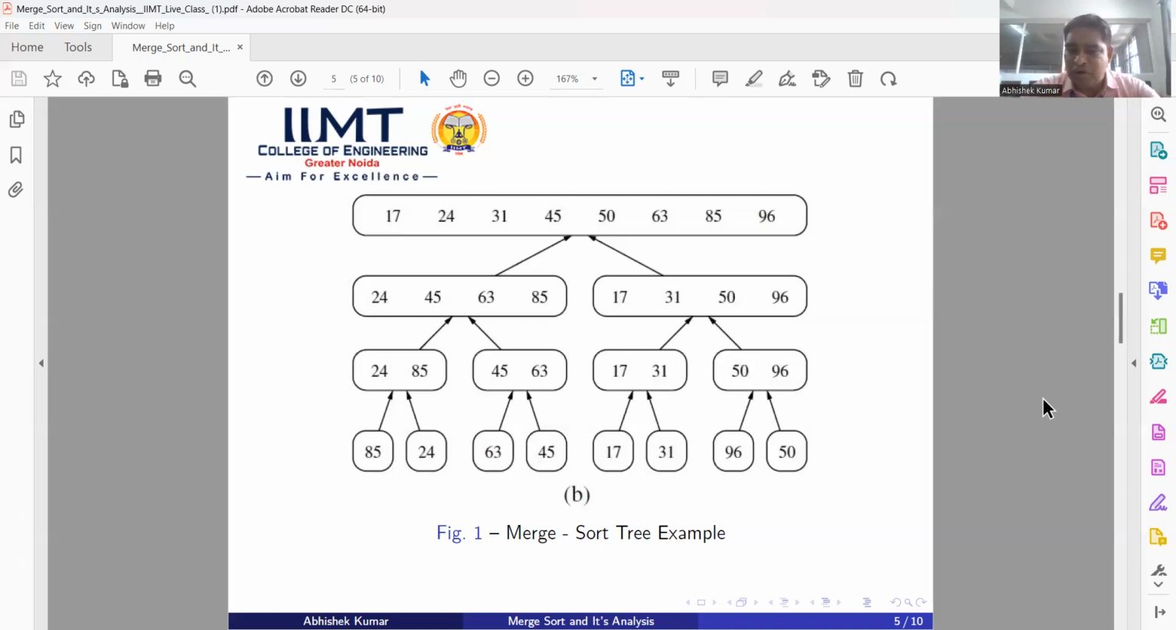So 24 is bigger than 17, so 17 will go to the first position. Now again, what will happen here? The J value will be increased. So now we can see here that I will be pointing to 74 and J will be pointing to 31.